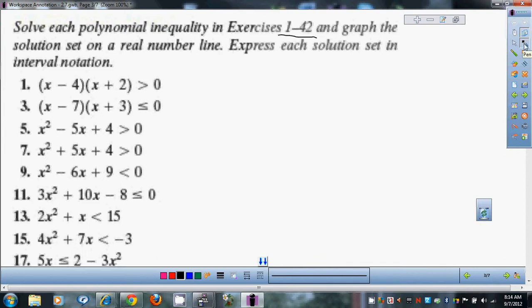Let's look at 17. Number 17. Now, just like I said a second ago with the one that was graphed, what's our first step on all of these? Yeah, function on one side, 0 on the other.